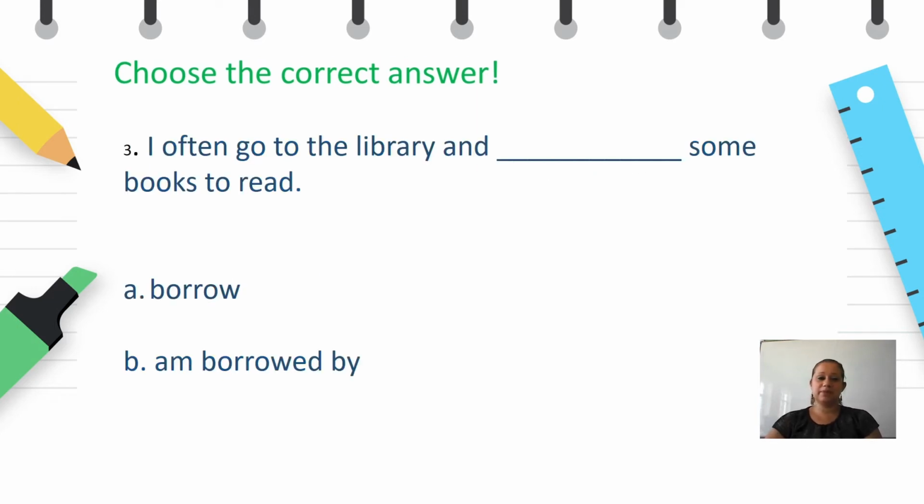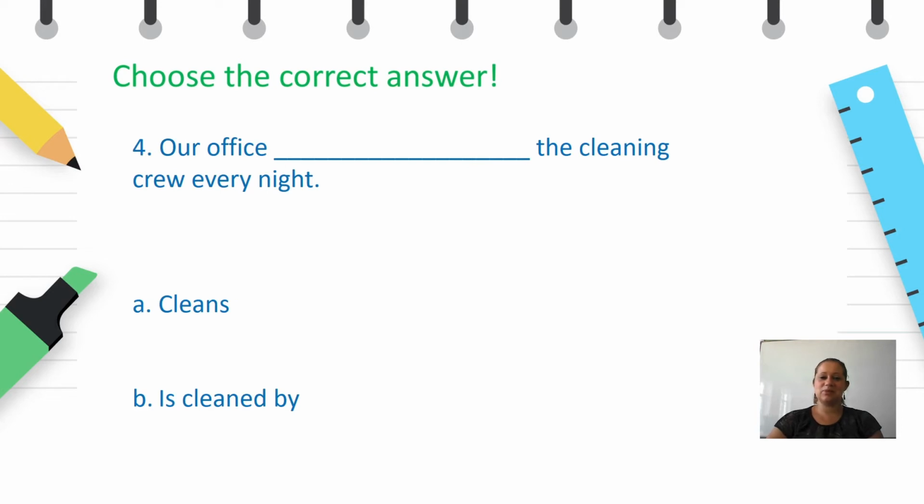Question number 3. I often go to the library and some books to read. Are we talking about an active sentence or a passive one? What do you think? Yes, the sentence is active, so we should choose the verb in A, borrow. I often go to the library and borrow some books to read. Good job.